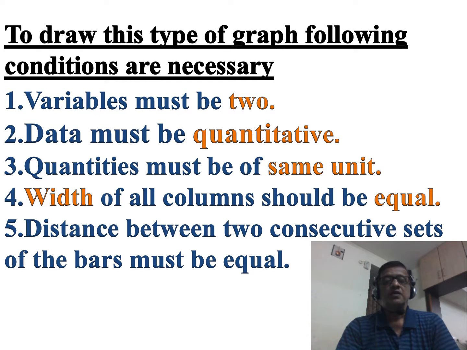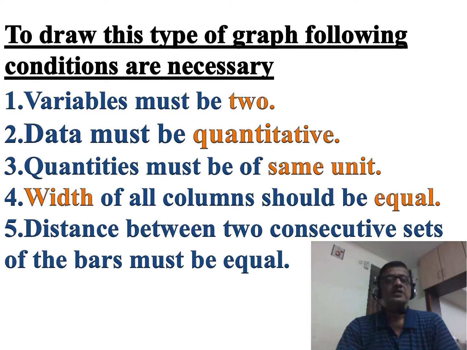Variables must be two. Data must be quantitative. Quantities must be of the same unit. Width of all columns should be equal. Distance between two consecutive sets of the bars must be equal.